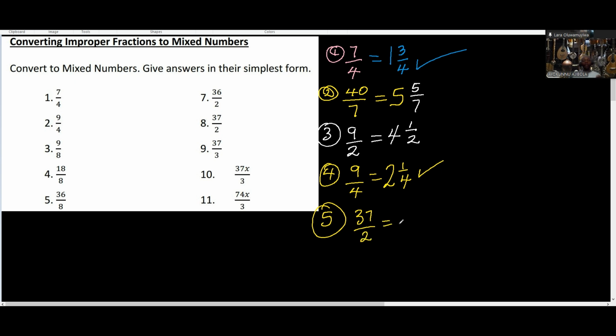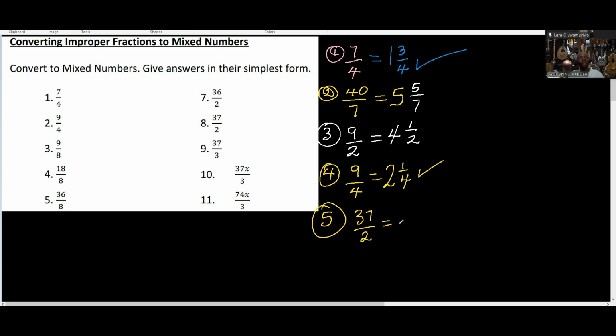So how many times can 2 go in 37? 2 times 15 is 30. 2 times 16 is 32. Are you concentrating, Annabelle? 2 times 17 is 34. We are still below 37.